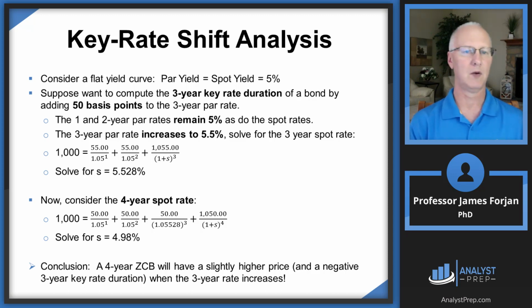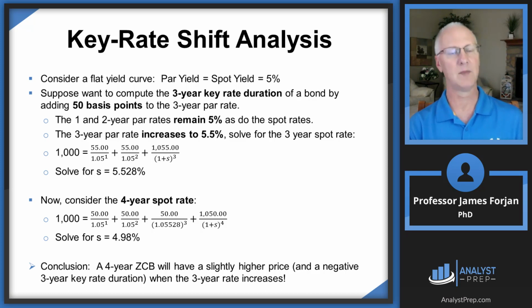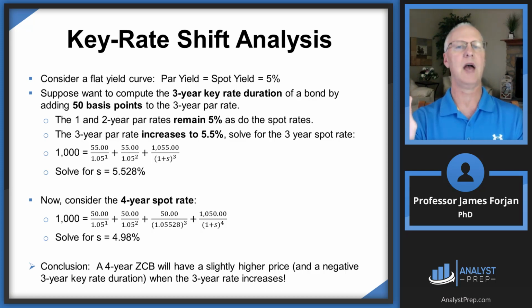So we'll divide by 1 plus the par rate and the spot rate, right, in year 1, raised to the first power, 1 plus the par rate and the spot rate raised to the second power in year 2, right, because they remain the same. But now we've raised that par rate to 5.5%. What happens to the spot rate?